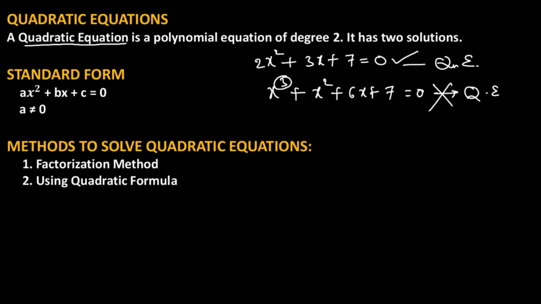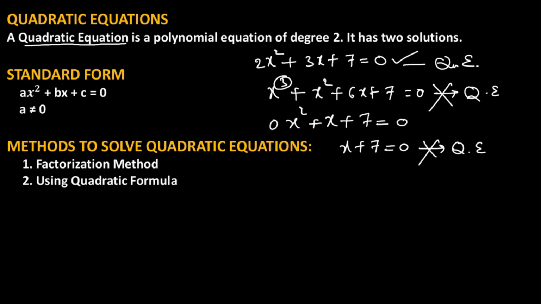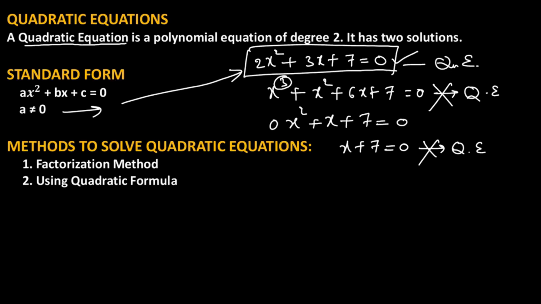What is the standard form of the quadratic equation? ax square plus bx plus c is equal to 0, and a must not be equal to 0. If I take 0x square plus x plus 7 is equal to 0, it gives x plus 7 only is equal to 0, right? Which is not a quadratic equation. So definitely the highest degree must be 2 only. You can give an example as this one: 2x square plus 3x plus 7 is equal to 0.